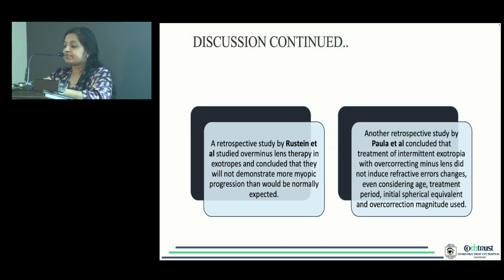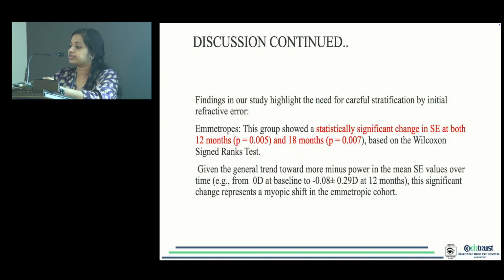Another retrospective study by Rustin et al. studied over minus lens therapy in exotropes and concluded that they did not demonstrate more myopic progression than would be normally expected. And another retrospective study by Pola et al. concluded that treatment of intermittent exotropia with overcorrecting minus lens did not induce refractive error changes, even considering age, treatment period, initial spherical equivalent, and overcorrection magnitude.